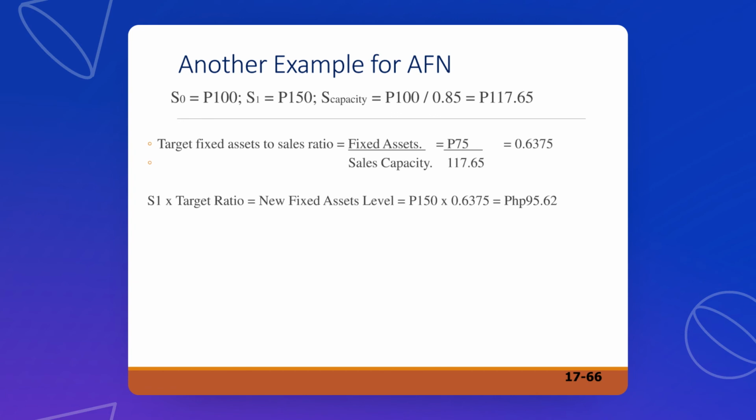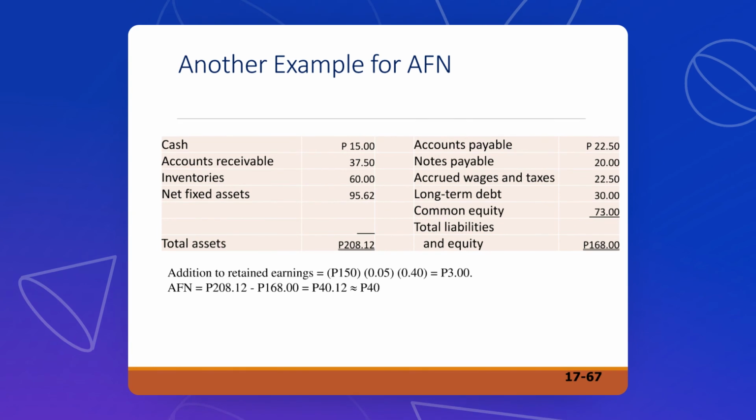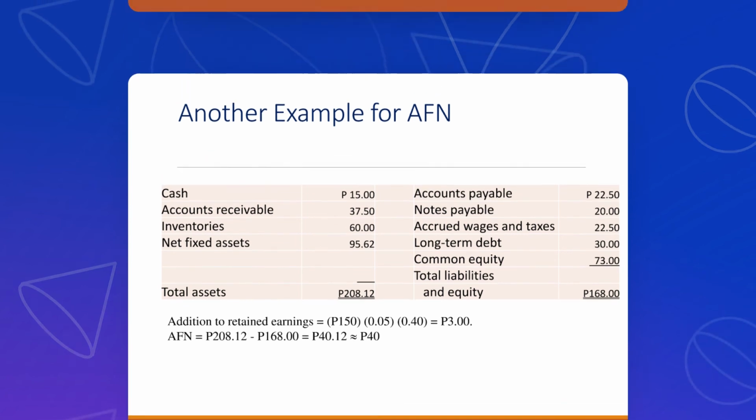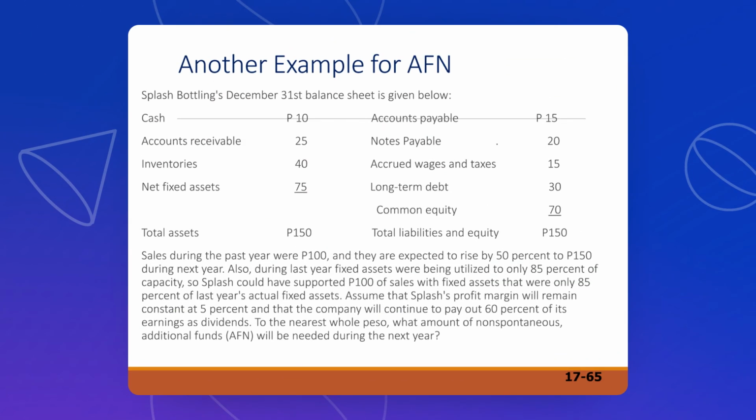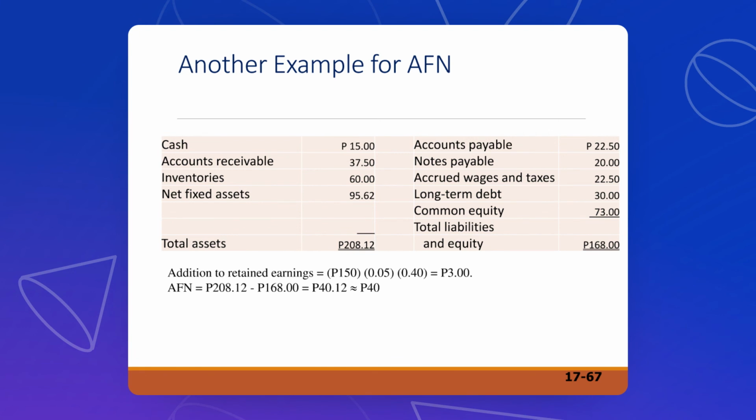How do we do that? What is S1? Our S1 is 150. 150 times 0.6375 should be our property, plant, and equipment. Is that right? Yes, 95.65. What else, class? Our cash is 10, which is spontaneous. So how? 10 divided by 100 times the sales. Given that our sales is 150, 10 divided by 100 is 10%. 10% times 150, so you now have 15.